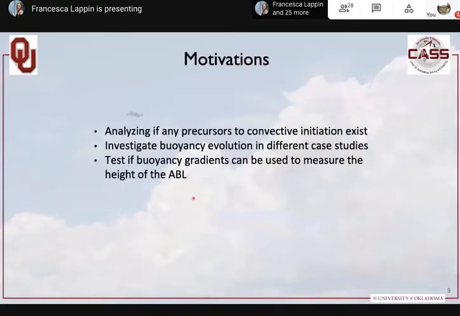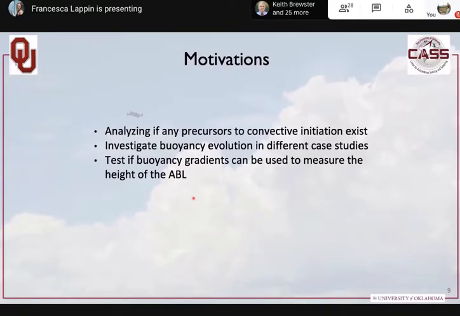So my motivations in the study began with finding if there are any precursors to convective initiation. It moved into investigating buoyancy's evolution over cases of convective initiation and low-level jets. And then finally, to test if buoyancy gradients can be used to measure the height of the boundary layer.